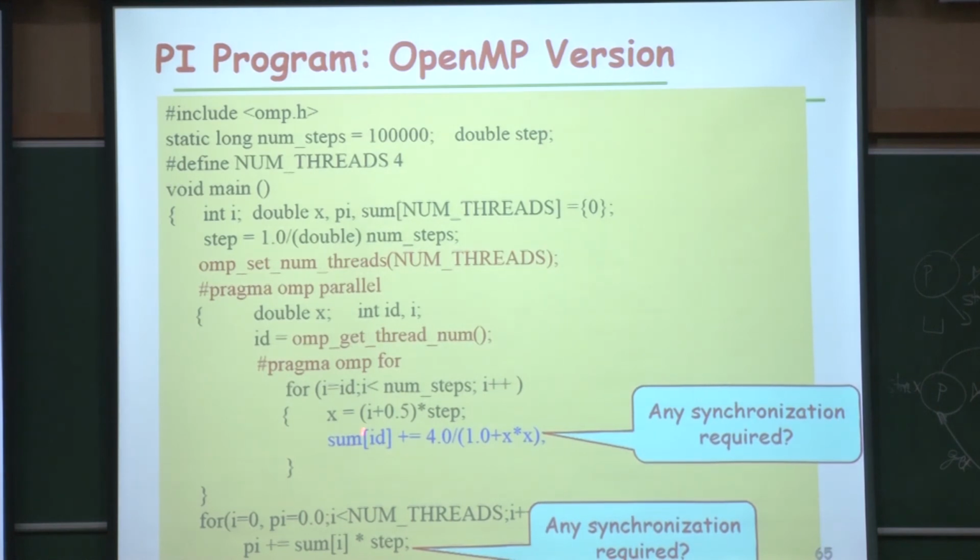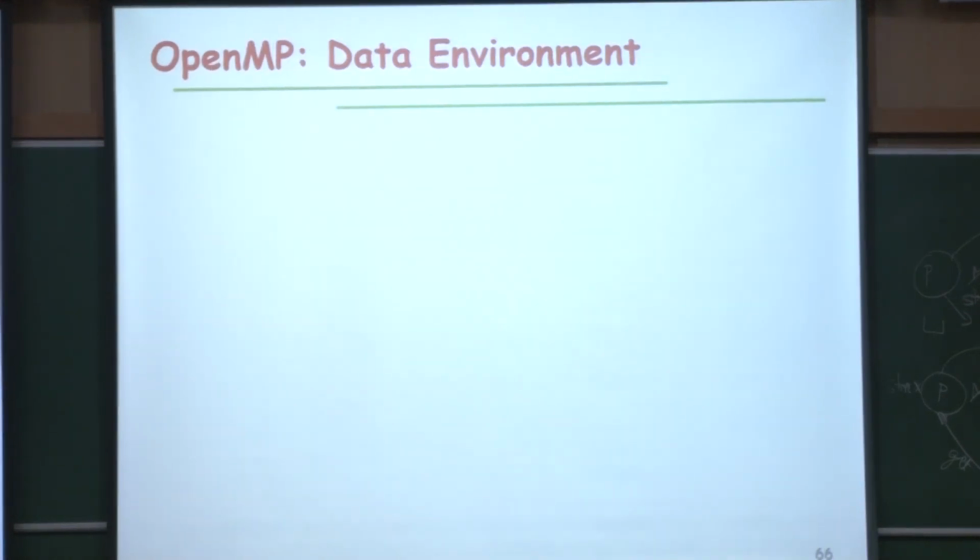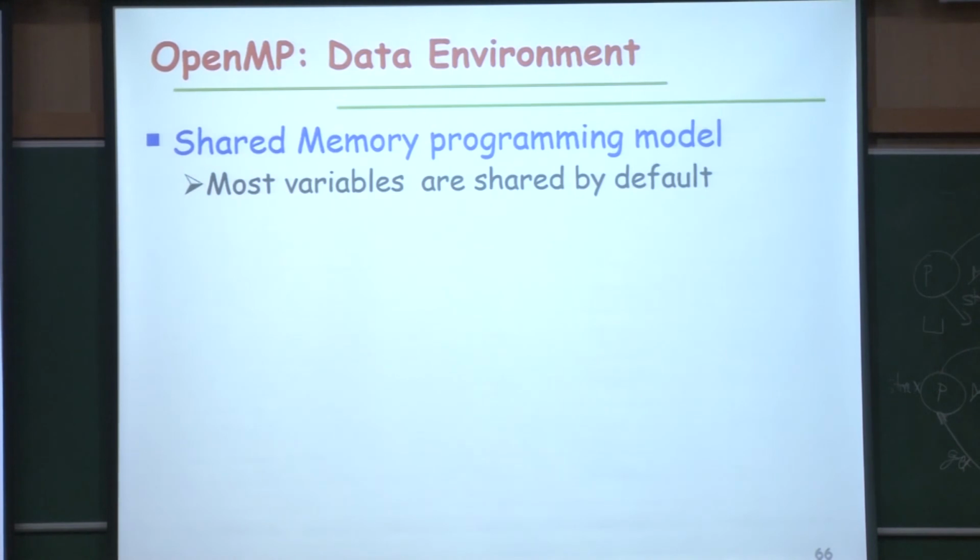But it is fairly obvious that this part does not require any synchronization, because even though sum is a shared variable, each one of these threads is going to be writing into one individual element, and therefore, there is no synchronization that is needed here. Let us move forward, because I really need to talk a little bit about OpenMP and about MPI as well.